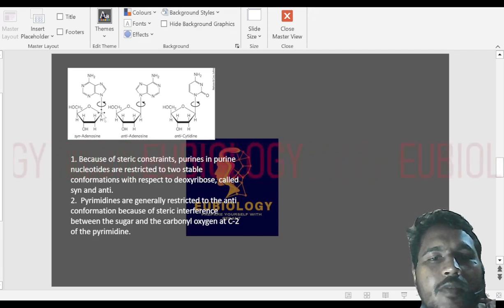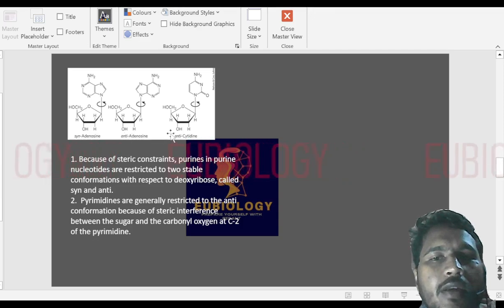So what is the syn form? You can see the differences in the arrangement of the nitrogenous base. If adenosine's base is on the inside like this, then it is called syn adenosine, and if it is outside like this, then it is called anti adenosine. So purine can be in the syn or anti form, but pyrimidine will always be in the anti form because it is a single ring structure.